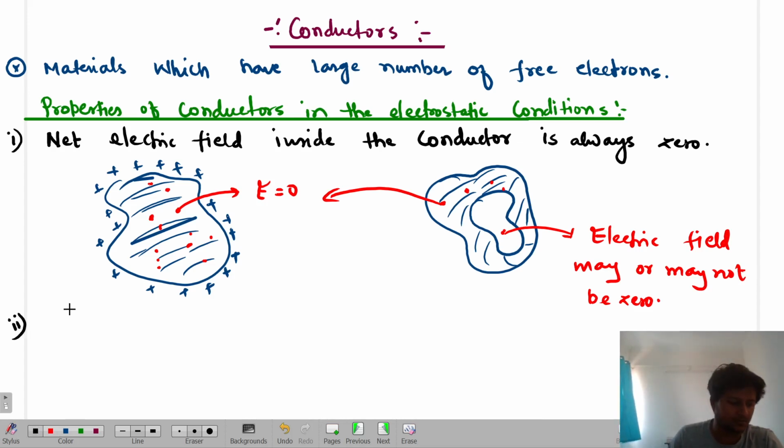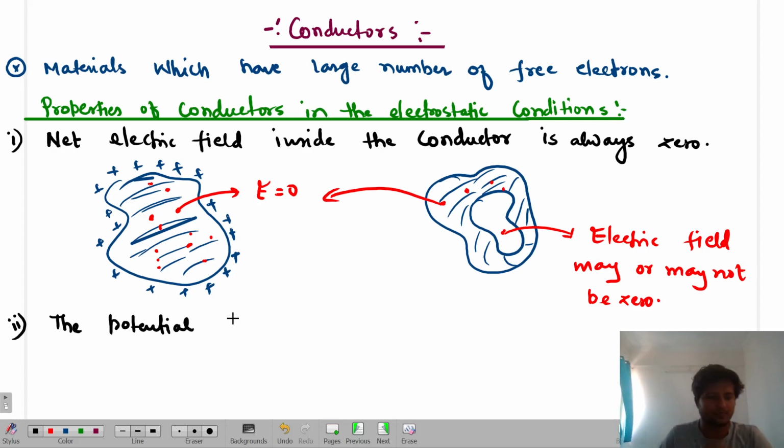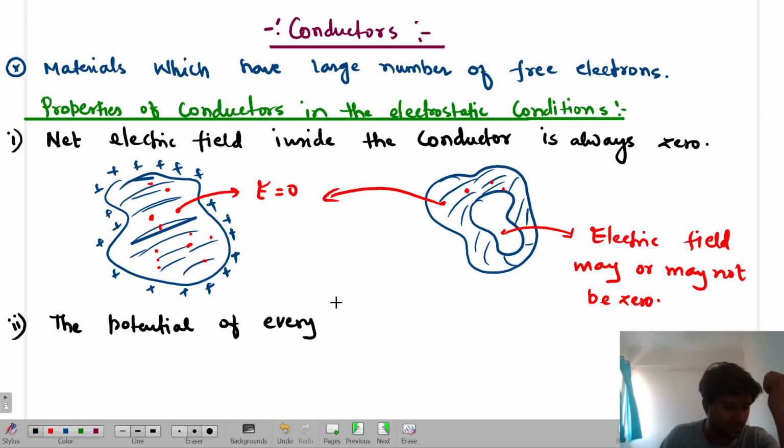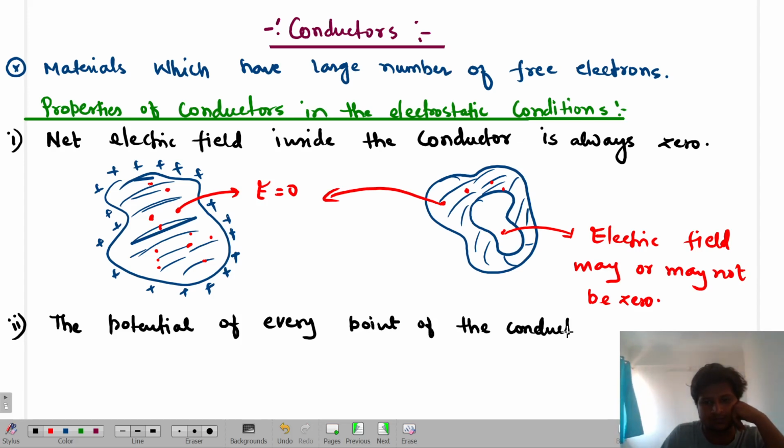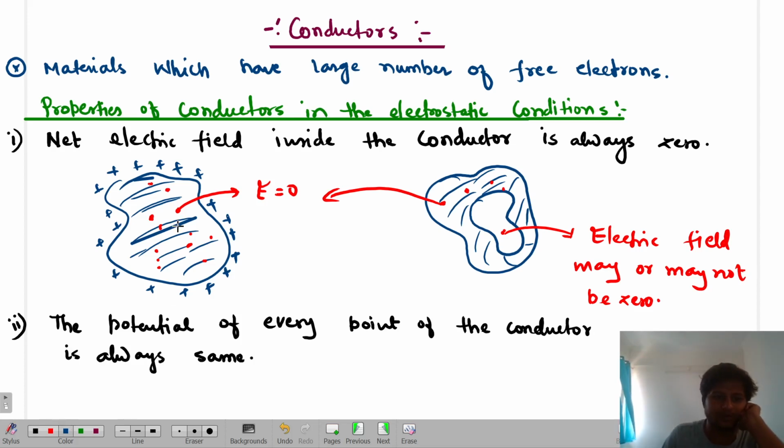Second point. Now, since electric field is zero, that means that the potential of every point of the conductor is always the same. What did I say? If this is a conducting body, then let us select some points.